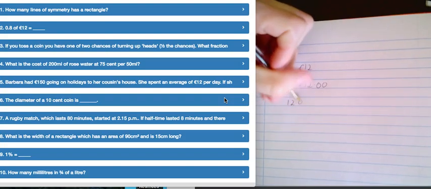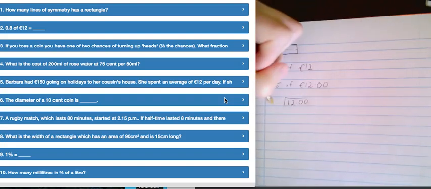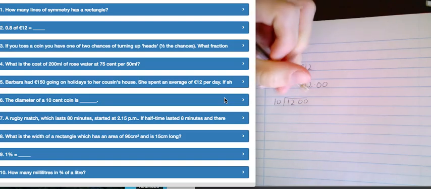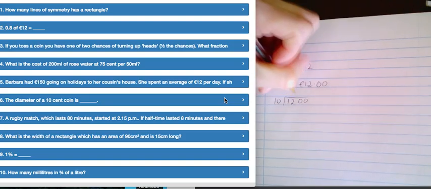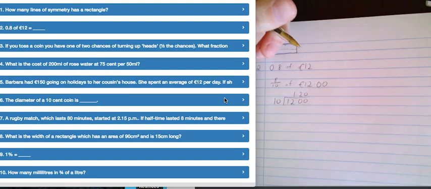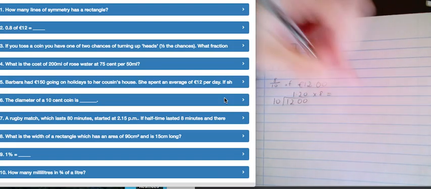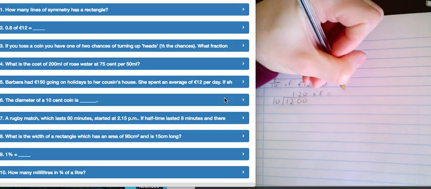So 12 euro divided by the bottom, multiply the top, divided by 10 first of all. We move all the numbers one place to the right, leave the decimal point where it is. We're left with 120. Multiply that by 8 and your answer is €9.60.